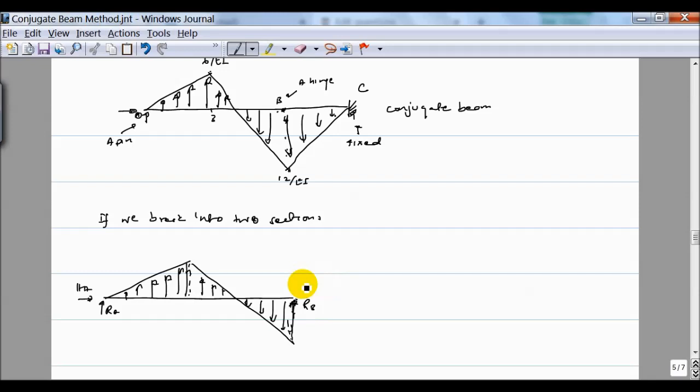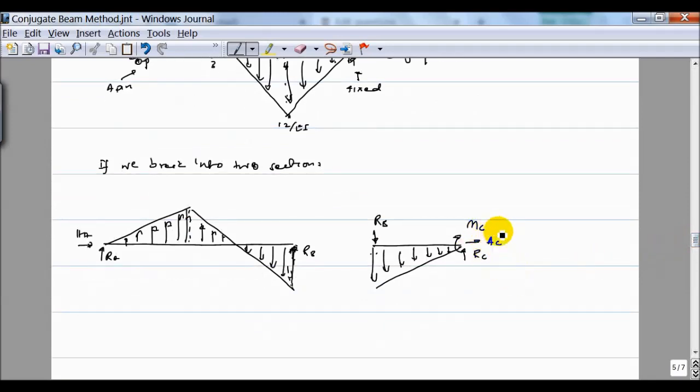Now we can solve this one and find RB, and then if you take the next section, you have RC and MC at C, and here you have an equal and opposite RB and the load which is acting on B. We need to find RC and MC, because RC is equal to the shear force at point C and MC is the bending moment at C. To do that I need RB, so I need to solve part 1 to get RB, then I can do part 2.